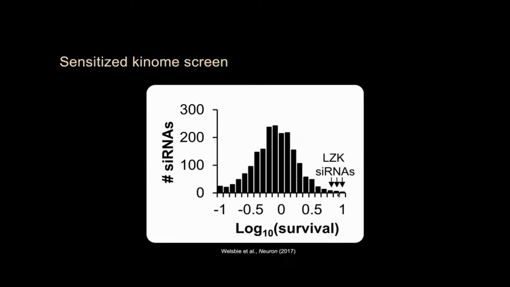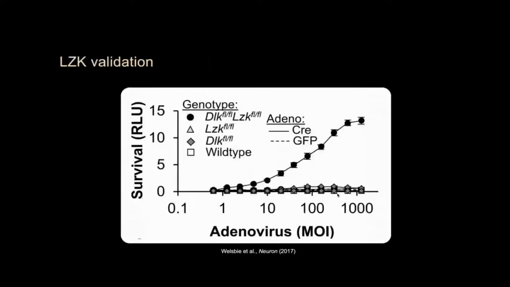But now what came out were the siRNAs against LZK, or leucine zipper kinase. We made the leucine zipper kinase conditional knockout mouse and bred it to the conditional DLK. What we showed in vitro, when we added adenovirus to transduce primary retinal ganglion cells with CRE, is that the addition of CRE would give you a small increase in floxed DLK retinal ganglion cells.